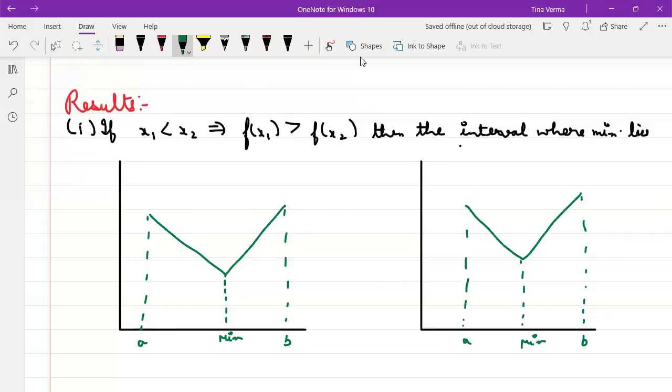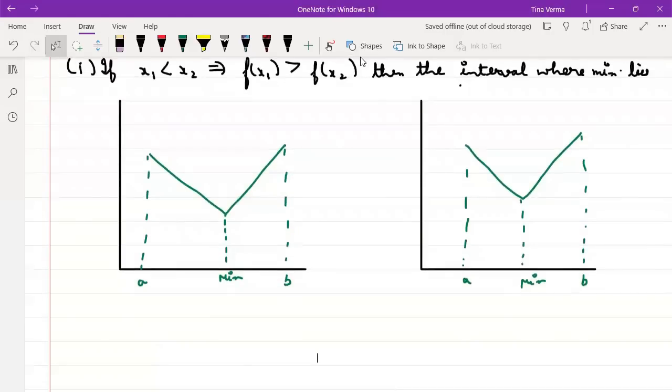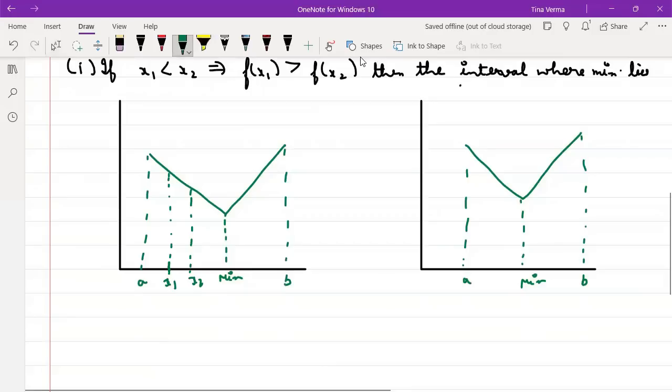You are saying x1 is less than x2 and the function's value at x1 is greater than at x2. That means it can be like this, x1 is less than x2 but the function's value at this is greater than at x2. ठीक है, तो यहाँ पे आपका मिनिमम किस इंटरवल में लाई कर रहा है, that is x1 to B. ठीक है, so the interval here lies between x1 and B.